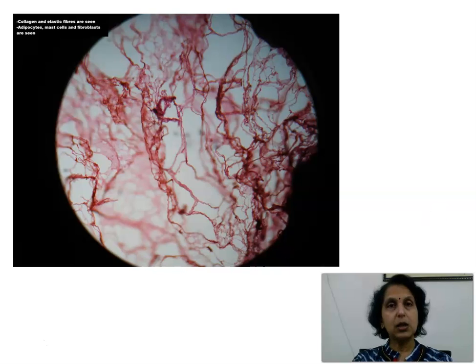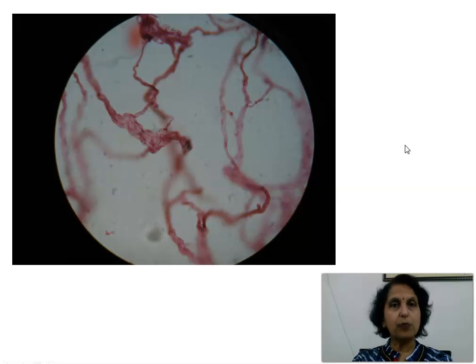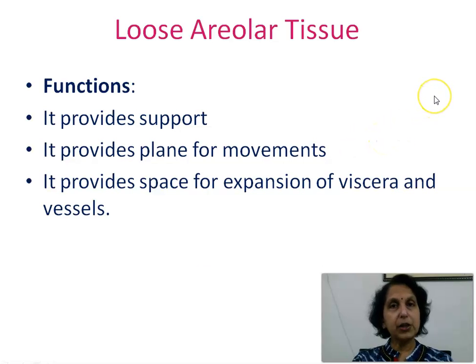And this is how a slide of loose areolar tissue looks under the low power field, where we can see different types of fibers and we can also see nuclei of different types of cells. This is a high power view of loose areolar tissue showing different types of fibers. The functions of loose areolar tissue are that it provides support, it provides plane for movements, it provides space for expansion of viscera and vessels.